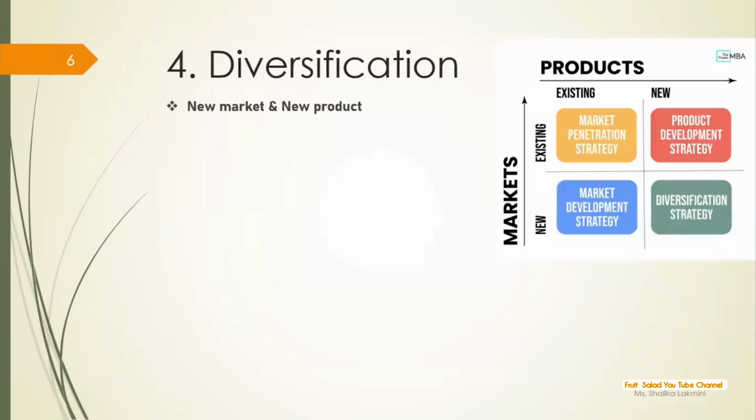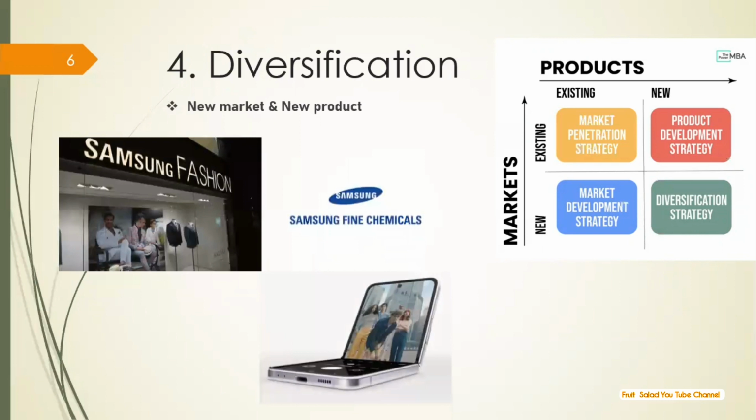The final one is diversification. This is the riskiest one. Why am I saying so? Because it requires a new product and also it's a new market. So it requires both product development and market development, right? Yes. And also, children, compared to the other growth strategies, this requires large investments, obviously, as they have to introduce a new product to a new market.